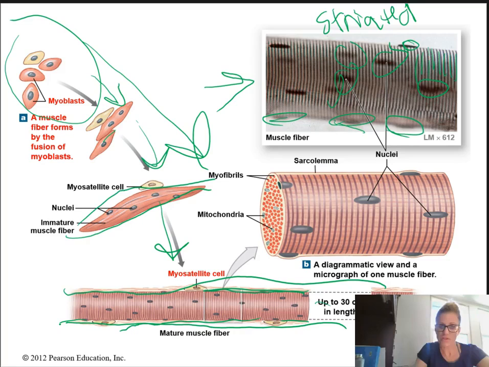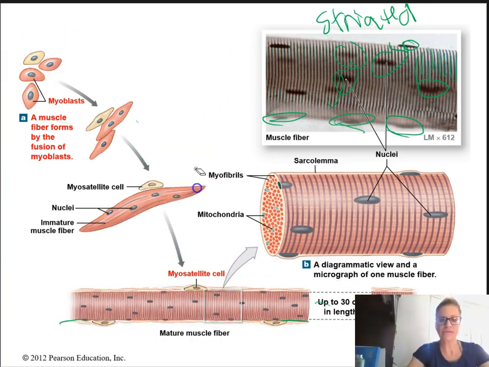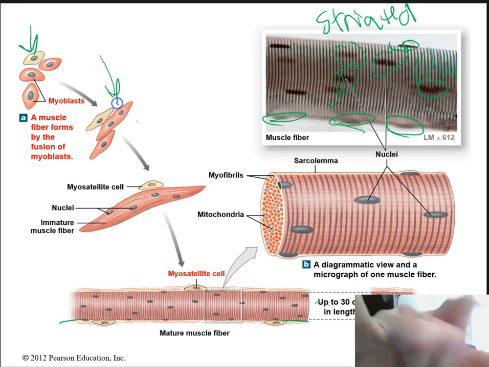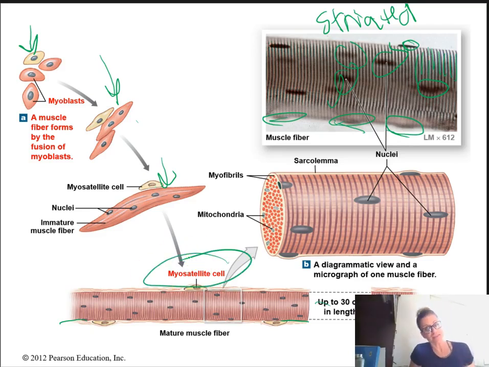And you'll notice what's present in there are myosatellite cells. If you look at the whole development here from the beginning to the end, the myosatellite cell is this one that's like a different color. You'll notice that when all of the other cells are fusing together, that one doesn't. That one just stays on the surface. And that ends up being one of the stem cells that will help repair muscle.